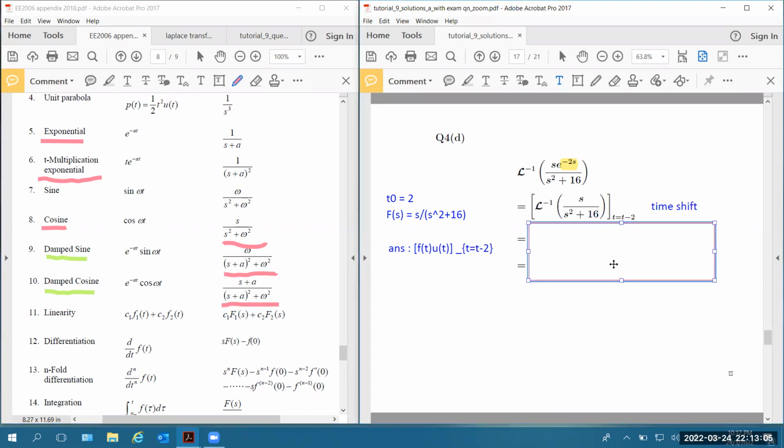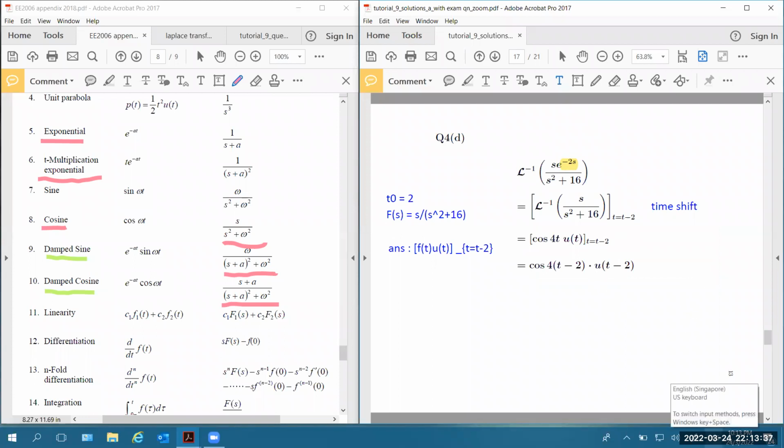Right? So let's go and write down. So this is our time shift. Okay, so that's what we have. This is the inverse Laplace transform of capital F(s), meaning that is your f(t) u(t). All right, and then t equal to t minus 2. So now you just put your t as t minus 2, and that will give you this. Is that okay? All right, class. Any questions?